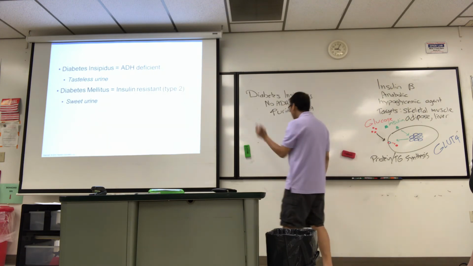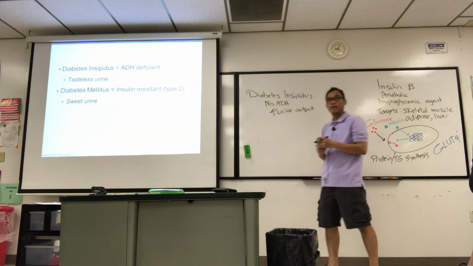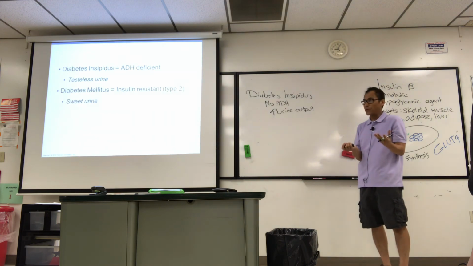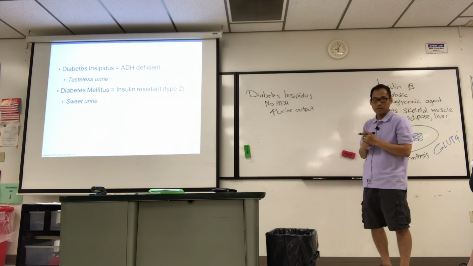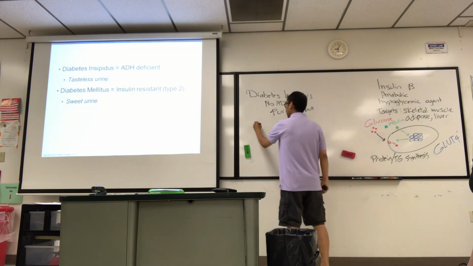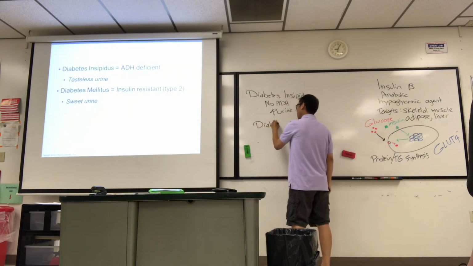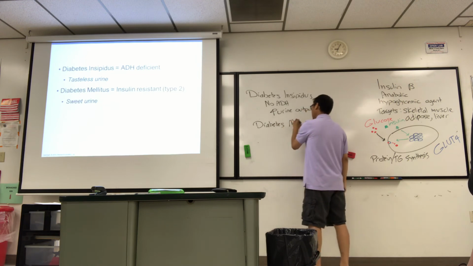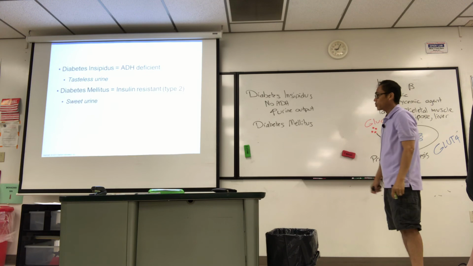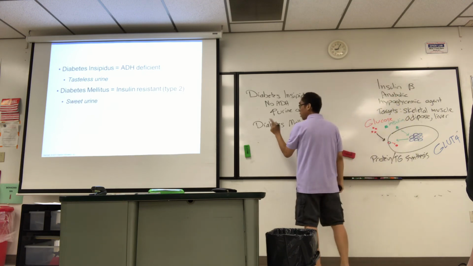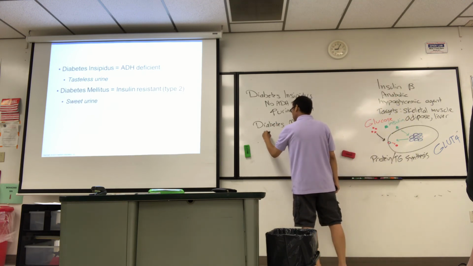So diabetes mellitus is a big problem in America. One out of 3, 1 out of 4 people may contract it over their lifetime. It's a major epidemic. It's what I studied as a grad student. And you can see why they call it sweet urine. The problem is with insulin: you're insulin resistant.